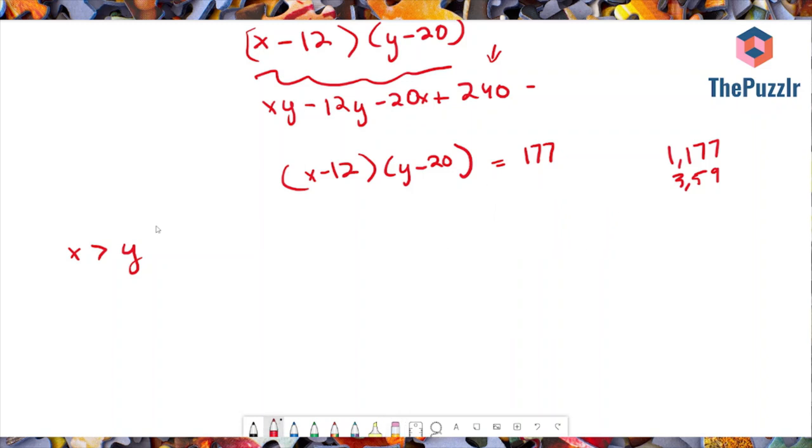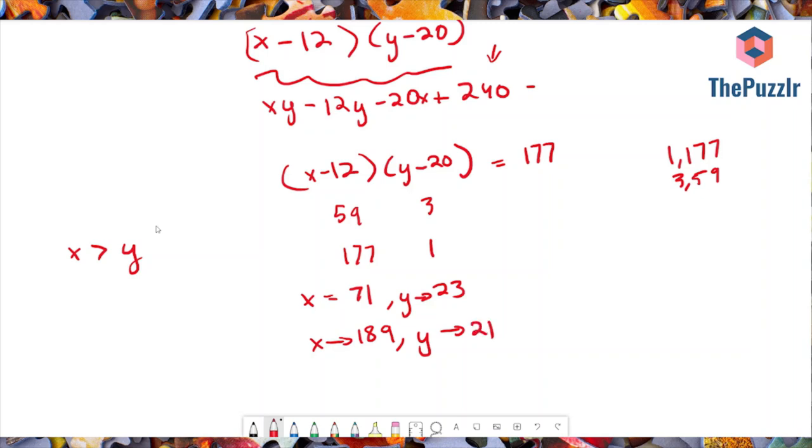So if x minus 12 equals 59, then y minus 20 equals 3. And if x minus 12 equals 171, y minus 20 equals 1. So that gives us that either x minus 12 equals 59, so x equals 71, and then y would equal 23. Or x equals 177 plus 12, which is 189, and then y equals 20 plus 1, so 20 plus 1 would just be 21. Okay, so we have two possible answers.